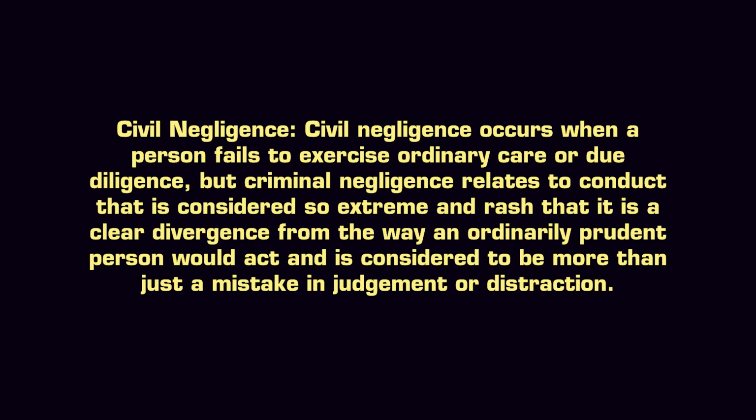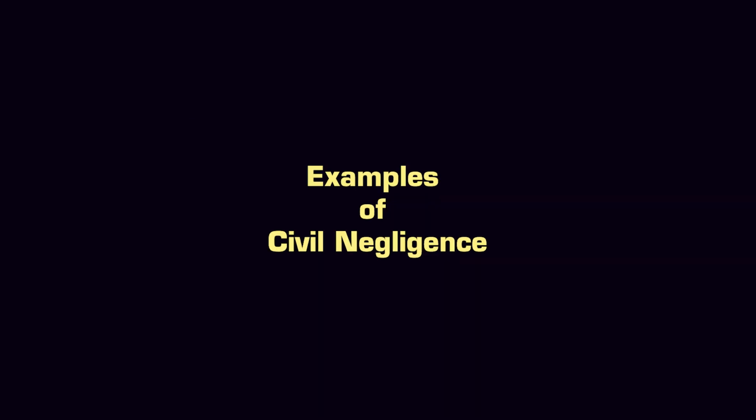Civil negligence occurs when a person fails to exercise ordinary care or due diligence, but criminal negligence relates to conduct that is considered so extreme and rash that it is a clear divergence from the way an ordinary prudent person would act and is considered to be more than just a mistake in judgment or distraction. Now let's see some examples of civil negligence as well.